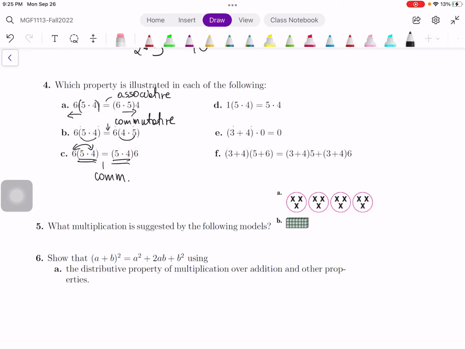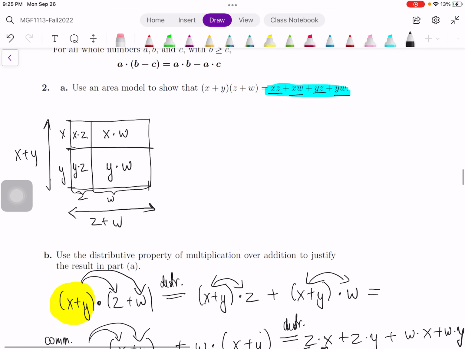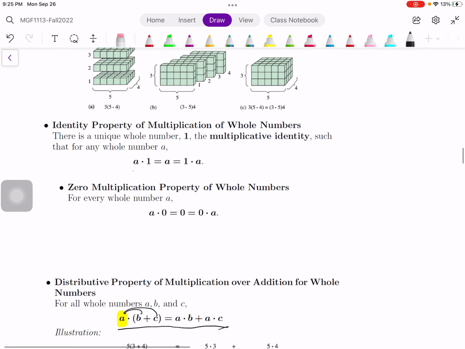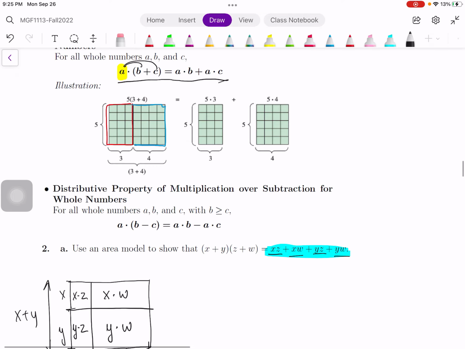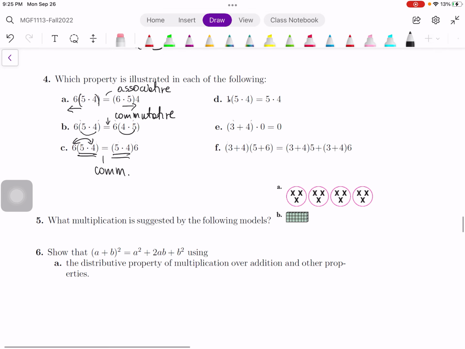Now here, which property says that when you multiply by 1, it doesn't change the number? So 1 times 5 times 4 is just 5 times 4. It's the identity property of multiplication, right? So this one says that multiplication by 1 doesn't change the output. So basically 1 times A is A. That's the identity property of multiplication.